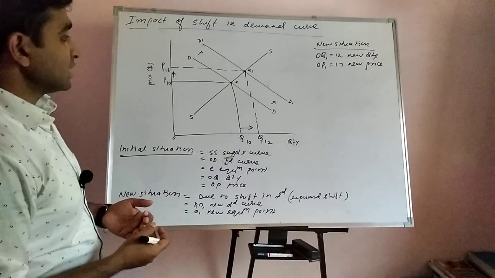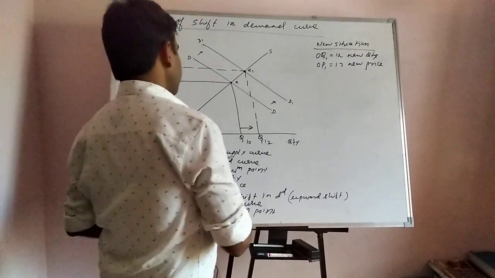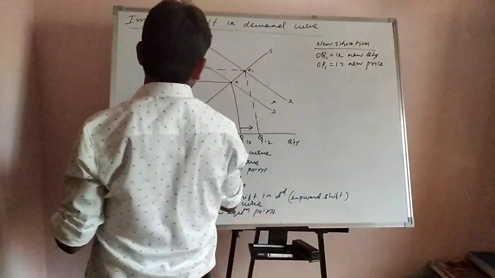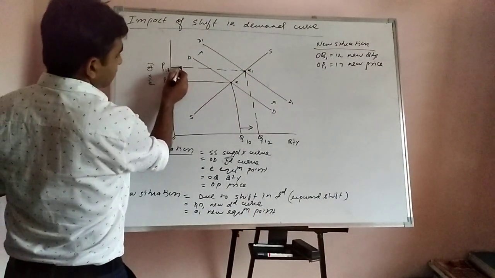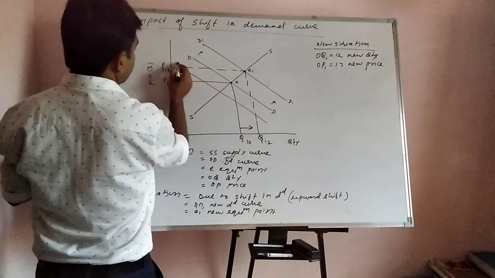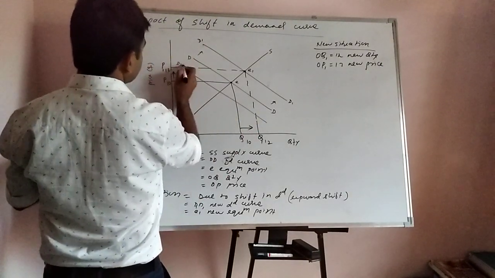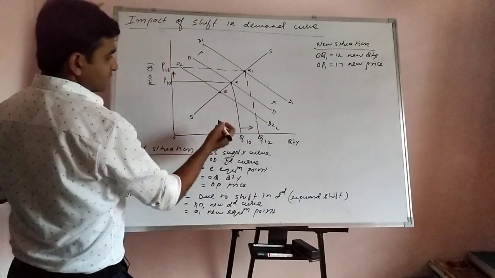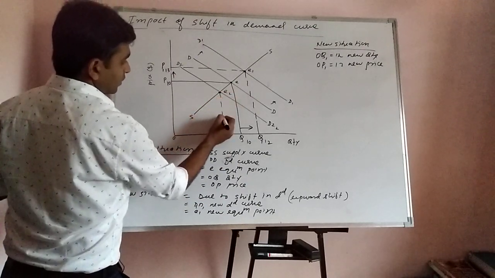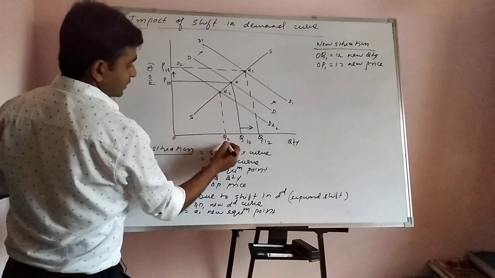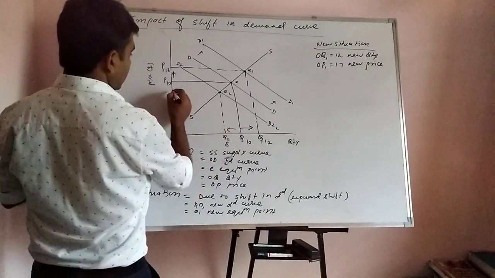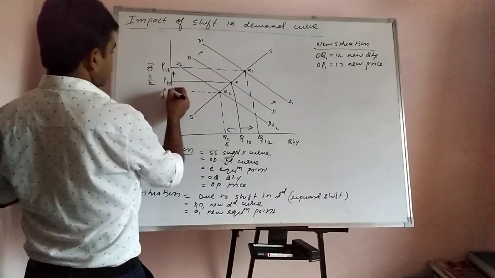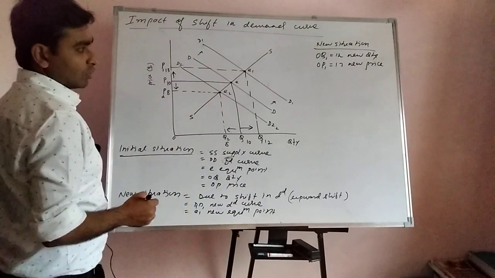Now the next situation is when the demand curve shifts to the left, downward. When the demand curve shifts to the left, we'll have D2. We'll get a new equilibrium point like this, E2, and we'll have Q2, say 8. And what is the impact on price? The price has also decreased, to say 8.